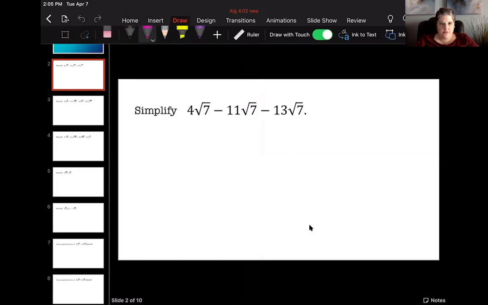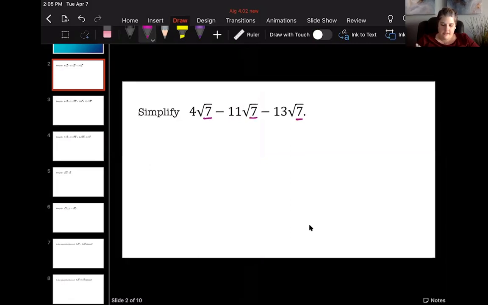All right, so the rules for radicals with adding and subtracting are the same rules as fractions. You have to have a common radicand, and the radicand is the number that's underneath the radical. Because all of those are 7s, you just go straight across and add or subtract the front numbers. So that's 4 minus 11.